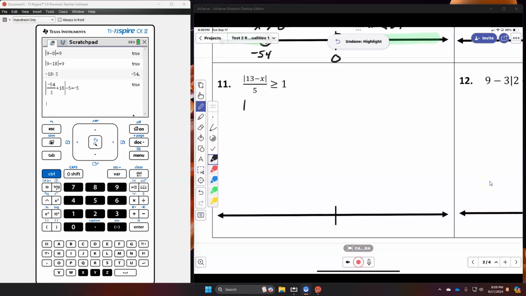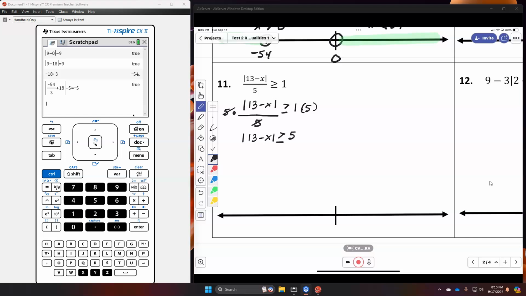We have the absolute value of (13 minus x) divided by 5 is greater than or equal to 1. I'm going to multiply by 5 first. I'll put parentheses here, so the 5's cancel. So you have the absolute value of 13 minus x is greater than or equal to 5. And that's what we want. We want the absolute value by itself.